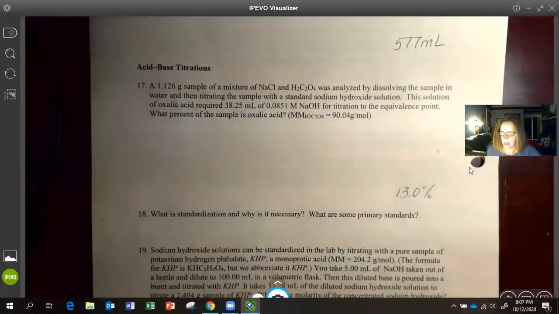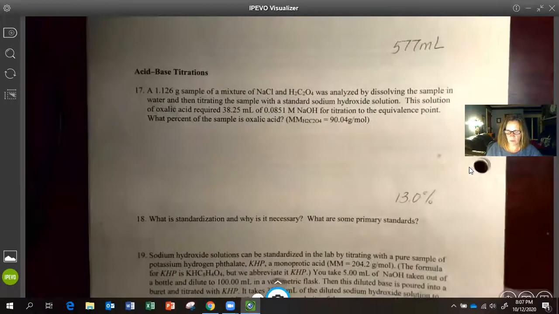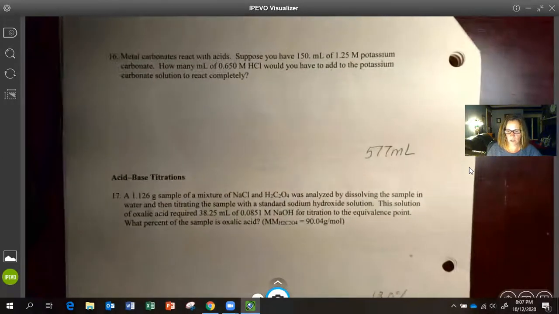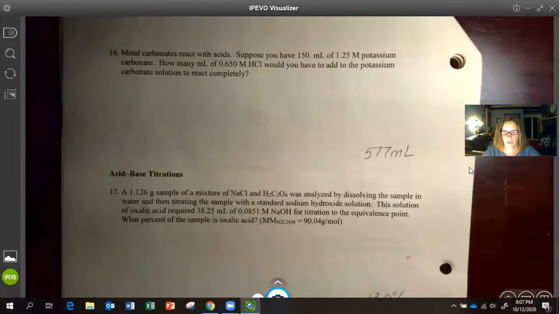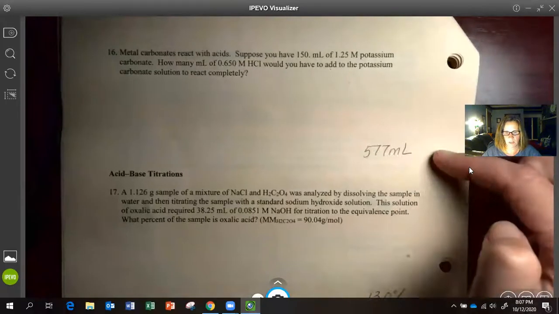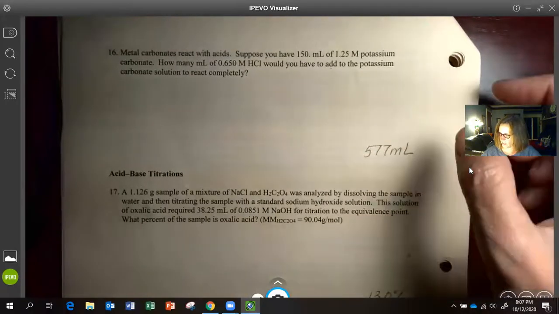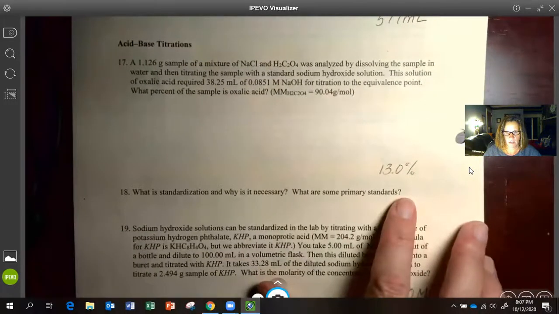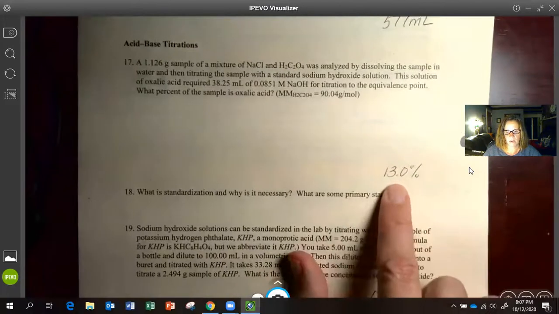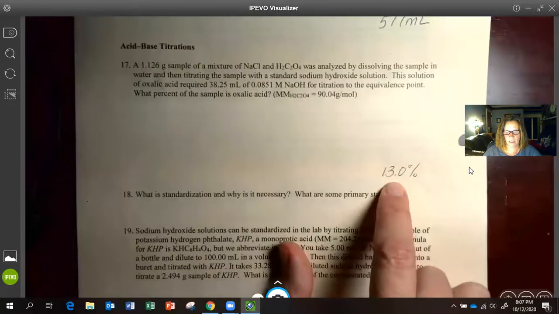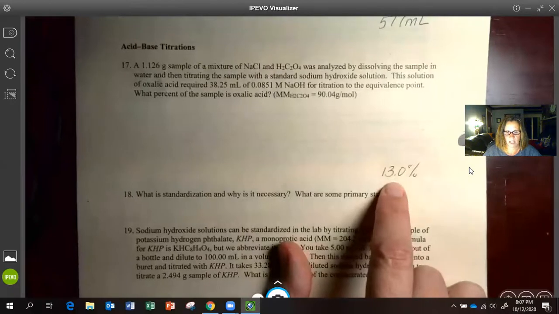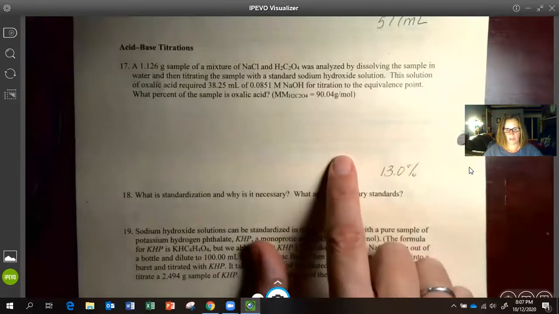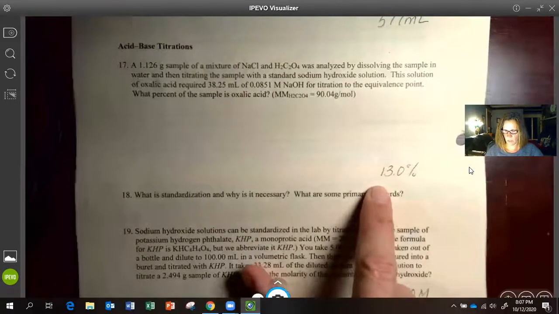So we have a few remaining problems on page 8 of your class notes. And I just wanted to give you the answers to those so that you could try to work these problems start to finish and just check your final answer. So number 16 comes out to 577 milliliters of HCl. Number 17, mass percent. So in this one, you're going to have to calculate the mass of the oxalic acid and then the mass percentage of the total.